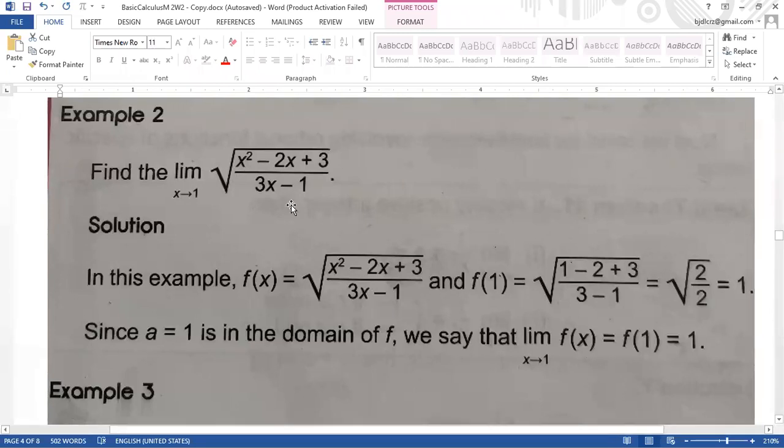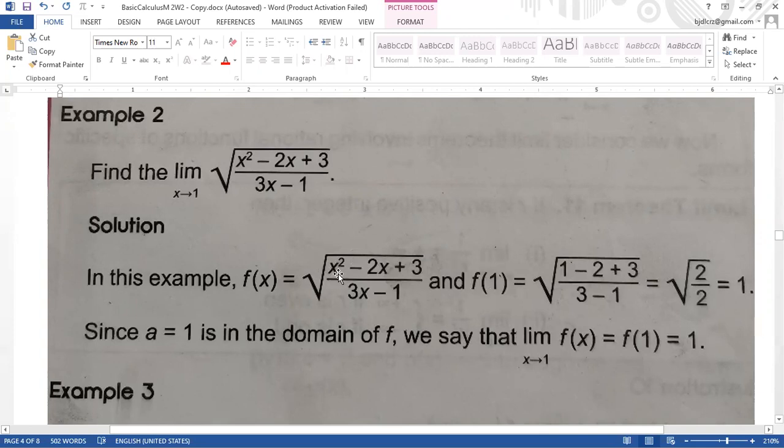Okay, so example. The limit of the square root of x squared minus 2x plus 3 over 3x minus 1 as x approaches 1. So in this example, f of x is equal to the square root of x squared minus 2x plus 3 over 3x minus 1. And f of 1 is equal to the square root of 1 minus 2 plus 3 over 3 minus 1. We substitute the value 1 directly for x. So for f of 1, substitute directly.